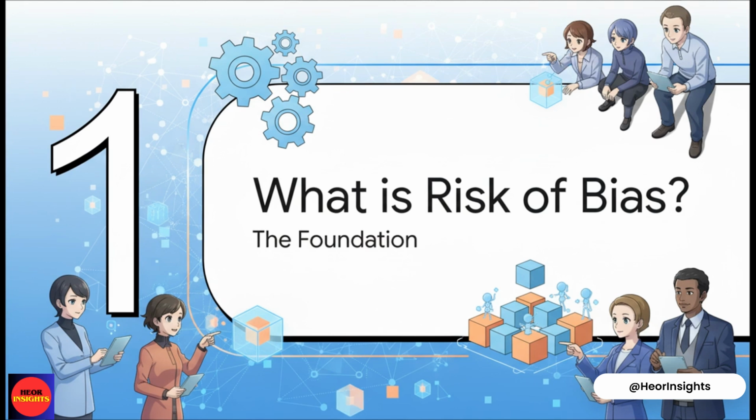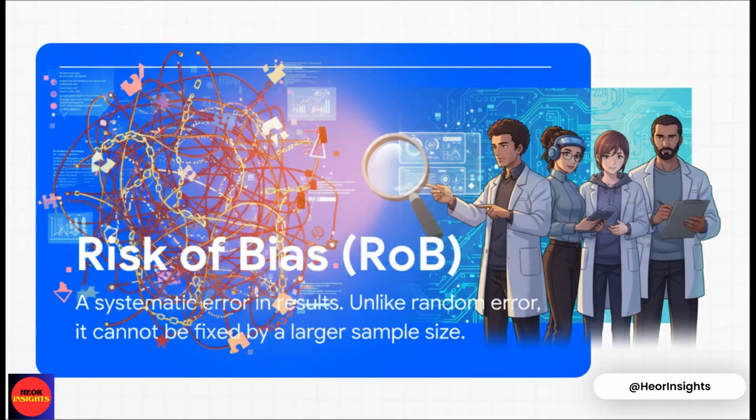What is risk of bias? This is really the foundation of how we appraise evidence. So what are we actually talking about here? Risk of bias is just a formal way of saying a systematic error, something that causes a study's results to deviate from the actual truth. And here's the crucial part. This is not the same as random error. You can't just get a bigger sample size and hope it goes away. If the error is baked into the study's design, it's there to stay.